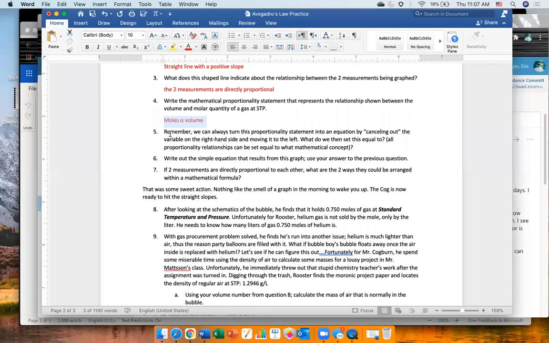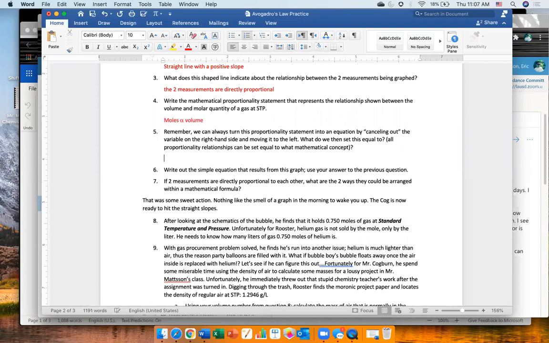All right, so number 5. So remember, we can always turn this proportionality statement right here into an equation by canceling out, so to speak, the variable on the right-hand side and moving it to the left. So what do we then set this equal to? Anytime you have any type of proportional relationship, you can always take a proportionality symbol or a proportionality statement and set it equal to a constant. So this mathematical constant, if it's just a general constant, is represented by a lowercase k.